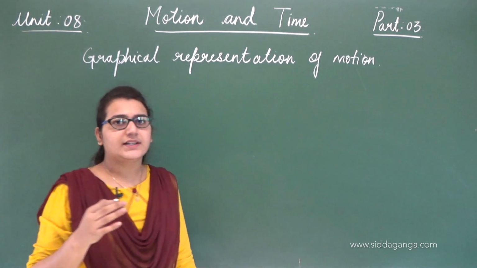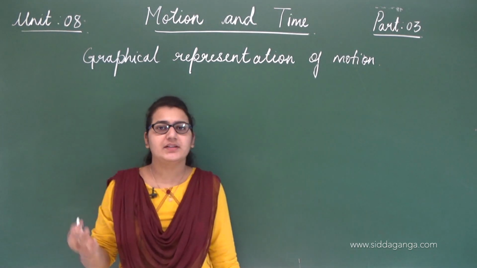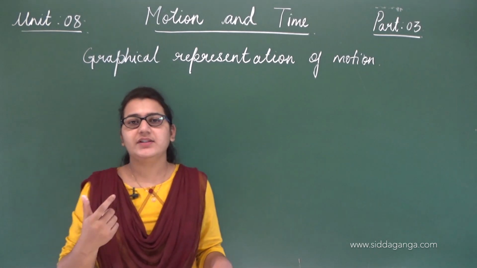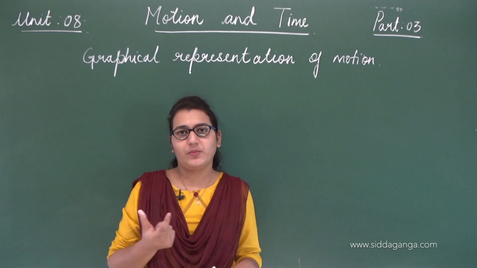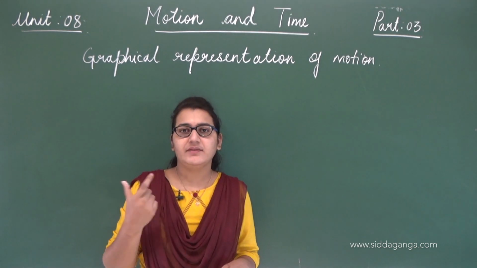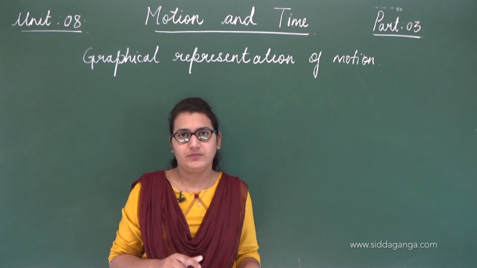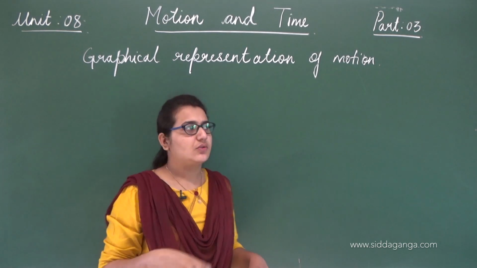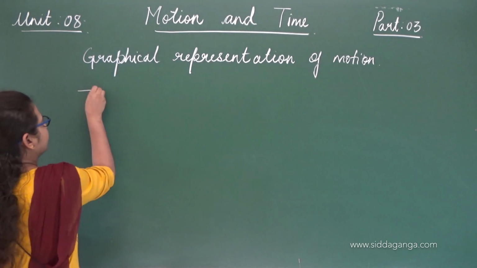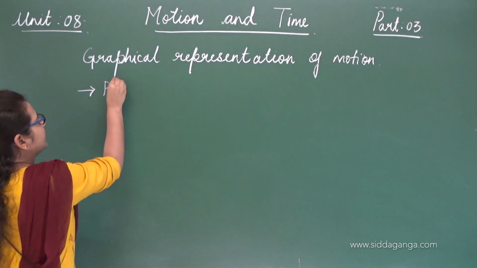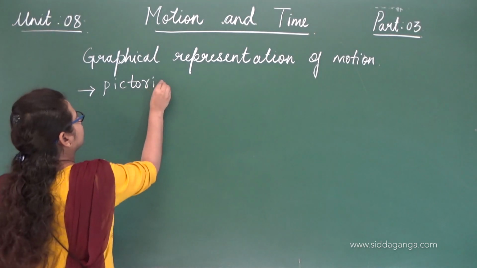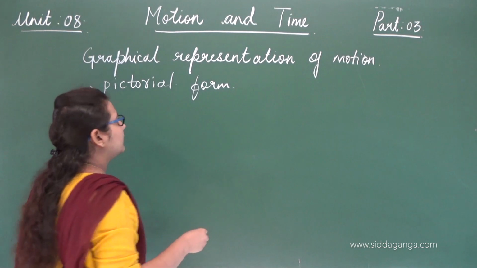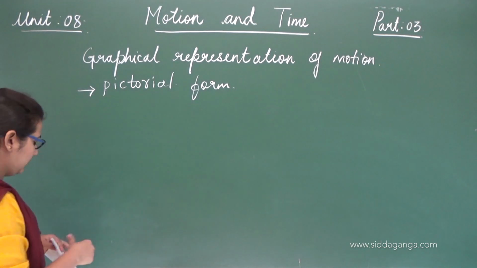So what exactly do we mean by graphical representation, or what are graphs? If we have some data, some information, and we express it in a pictorial form, in a picture form, that is what we call graphs. So graphs are nothing but representing something in a pictorial form. That is a graph.